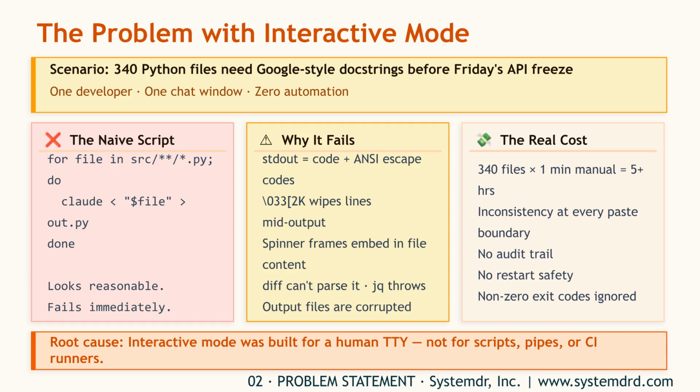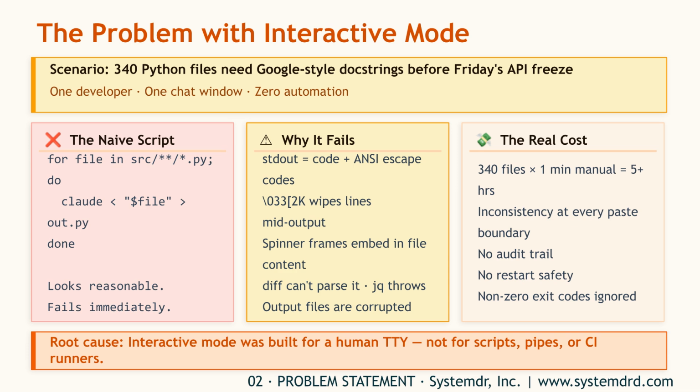The second instinct, once you realize that's obviously 340 manual cycles, is to write a script. That's the for loop you see on screen. Redirect stdin in and stdout out. Looks completely reasonable. It breaks immediately, and not in an obvious way.